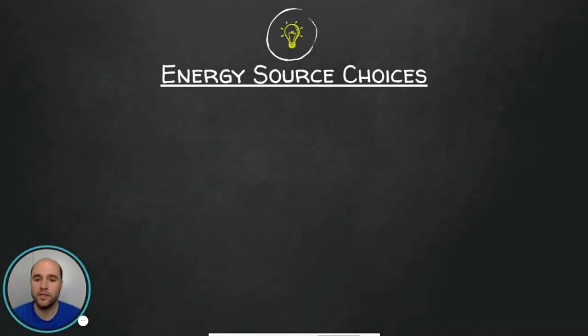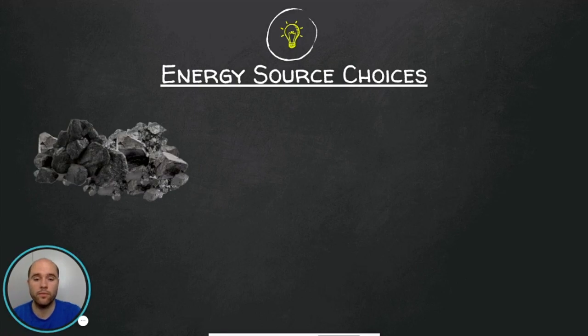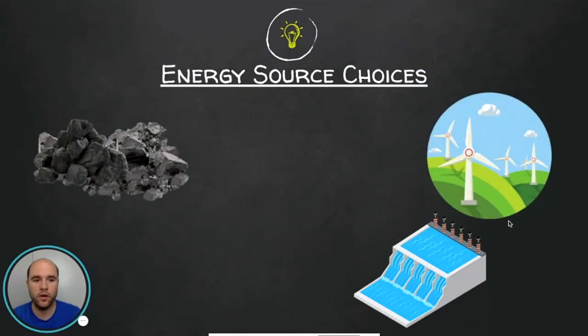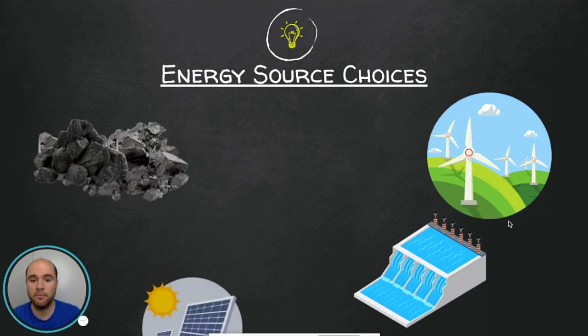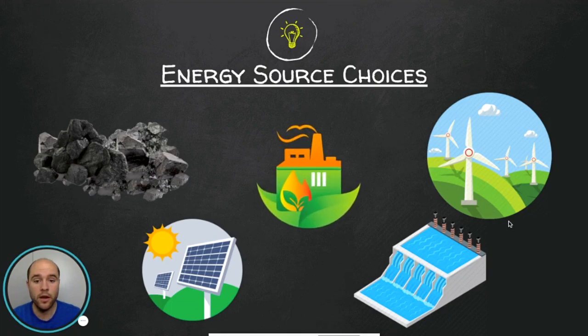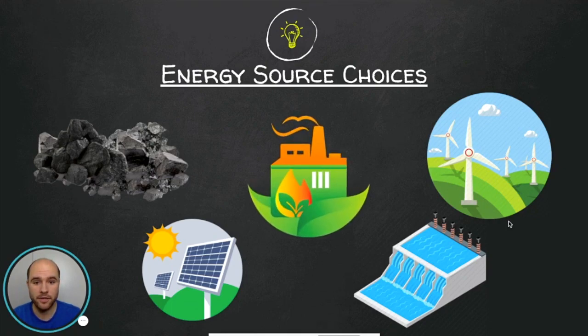And what are your choices? So you're going to have a variety of choices for this week. So you could do it on coal. You could do it on hydropower. So that's water. You could do it on wind energy. You could do it on solar energy. Or you could do it on biomass energy. So those are your 5 different choices.